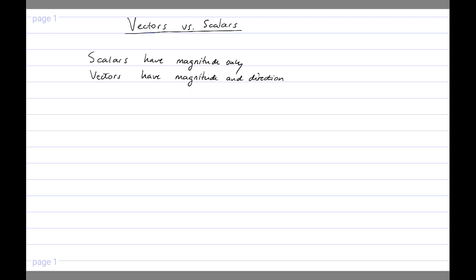Scalars can be added very simply, just like you're adding numbers. Vectors, though, have to be added in a special way. You can only add vectors that are pointed on the same axis, so they're in one dimension. Let's look at some notation first.